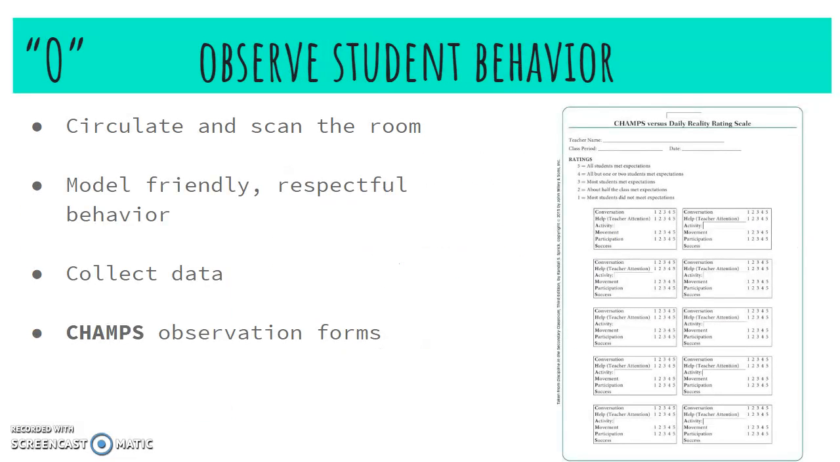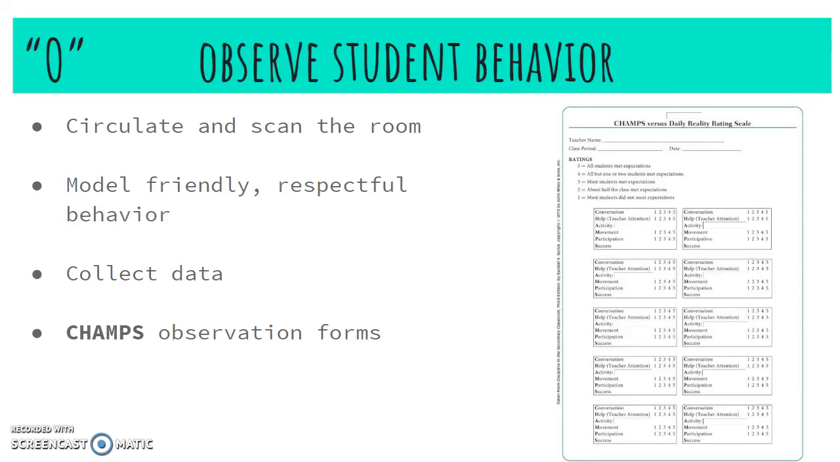O is for observing student behavior. Most of us know that we need to circulate and scan the room and observe students. Most of us also know that we should be modeling friendly, respectful behavior. But do we periodically collect data on our interactions with students so that we can make decisions concerning what works or doesn't work? I've personally never done this, but I think it's a great idea.